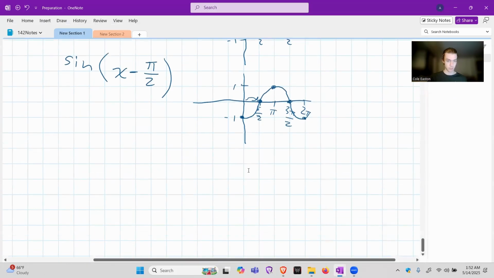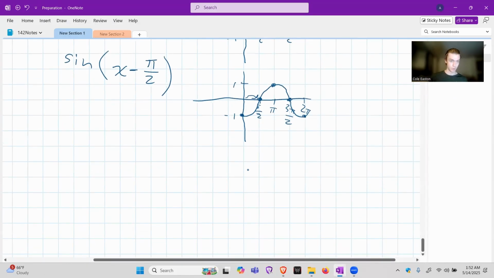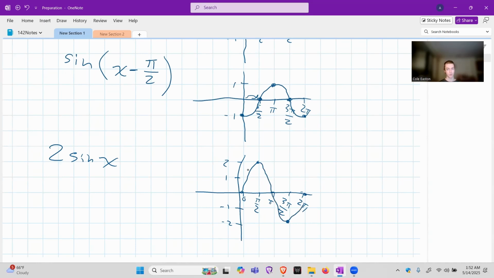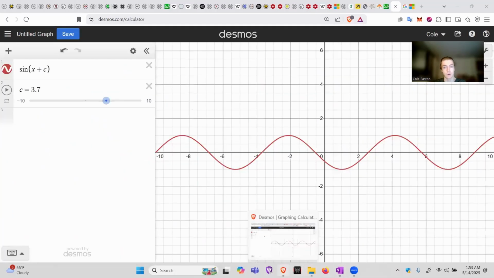Okay, let's do another one. Let's do 2 times sine of x. Okay, so sine of 0 is 0, times 2 is still 0. Sine of pi over 2 is 1, times 2 is 2. Sine of pi is 0, times 2 is 0. Sine of 3 pi over 2 is negative 1, times 2 is negative 2. Sine of 2 pi is 0, times 2 is 0. Okay, so what happened? Every output to the function we multiplied by 2, right? So our function got a little bit taller.